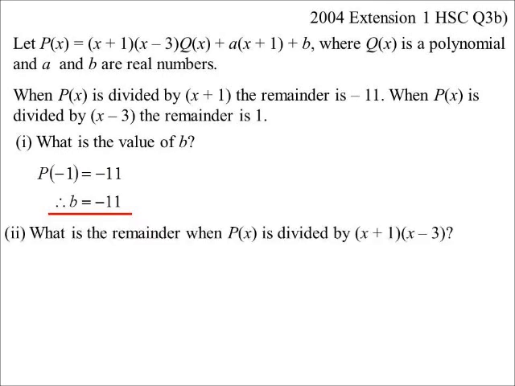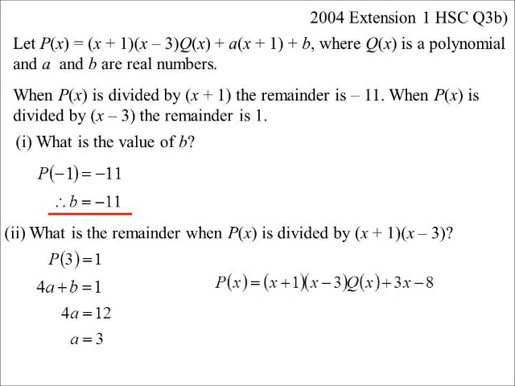So what is the remainder? Well, now we've got to find a. Well, there's the other piece of information they've given me. Divided by x - 3, the remainder is 1. So I know P(3) is 1. Substitute that in, the first expression becomes 0, so that's fine. But the next bit, we get 4a + b is equal to 1. We've just worked out b is -11, so we end up with a is 3. The remainder is a(x + 1) + b, so that's 3x - 8.